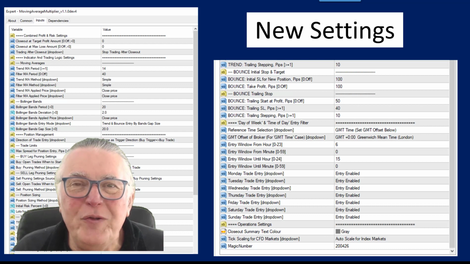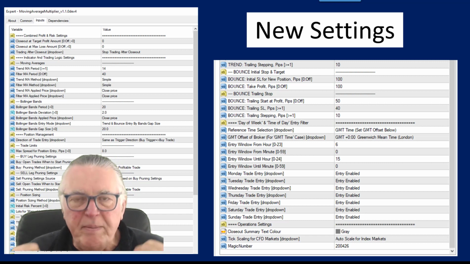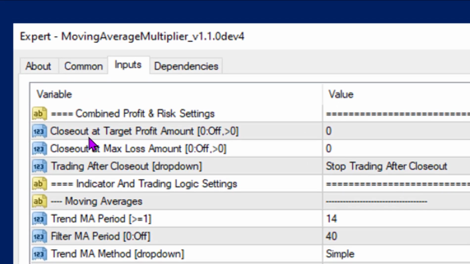Now I'm going to take you through the settings, and I apologize for all this detail in the video, but owners of the EA would be most interested in going through these particular settings. I'm going to take you through the improved settings one by one. There are our account level stops. We have a closeout when a certain profit level is reached, and a closeout when a maximum loss level is met, and that's equity losses. Then it asks, what do you want to do after the closeout? Do you want to continue trading or not? So those are the three new settings in respect of account management.